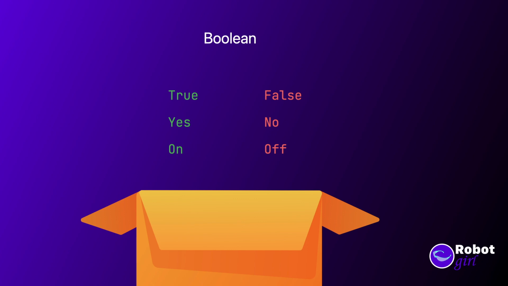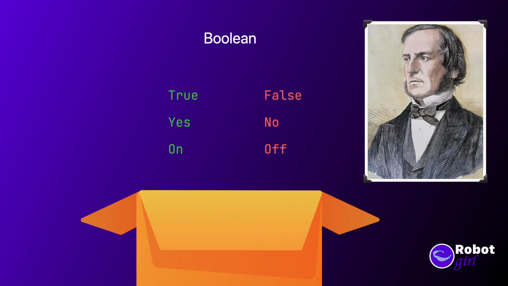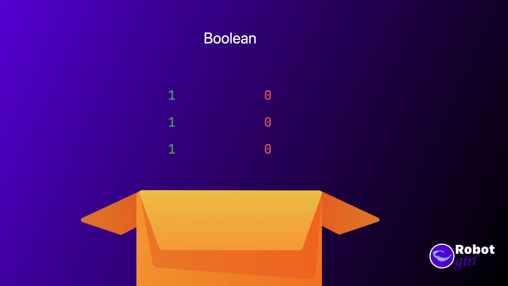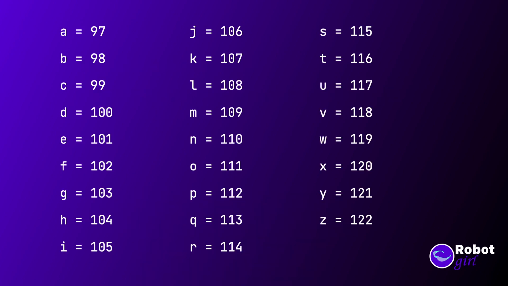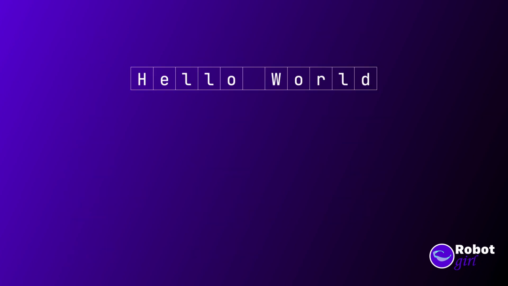If you're wondering why they're called Booleans, it's because they're named after George Boole, who introduced this type of logic. Even though we say true or false when talking about them, computers actually store them as numbers, 1 for true, 0 for false. But what about letters, like the text that's on screen right now? Well, computers store those as numbers too. We just assign a number to each letter. Fortunately, you don't have to remember what these numbers are. You can just type letters in and the conversion is done for you.